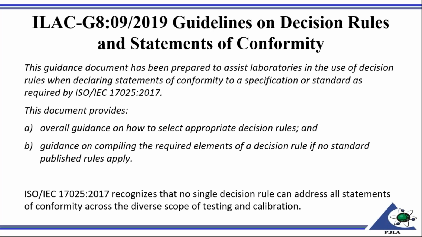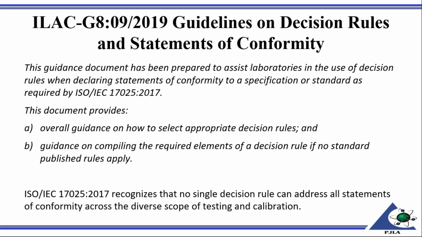This document provides A, overall guidance on how to select appropriate decision rules, and B, guidance in compiling the required elements of a decision rule if no standard published rules apply. So if you're not following ASME, NIST, ISO, or other pre-established procedure or standard for that test or calibration, this is a good resource to go off of, and that's what it's designed for. It's designed to help you with that.